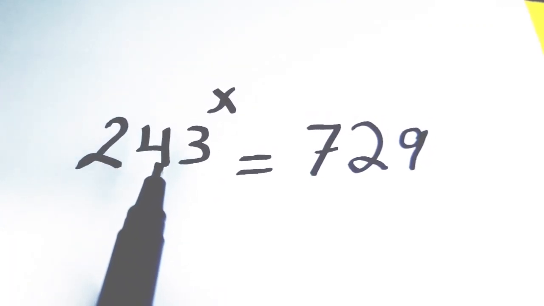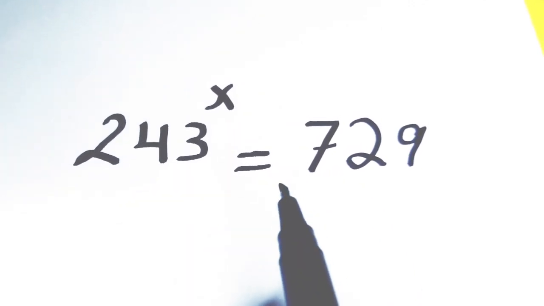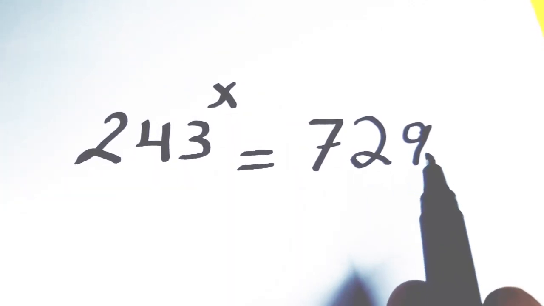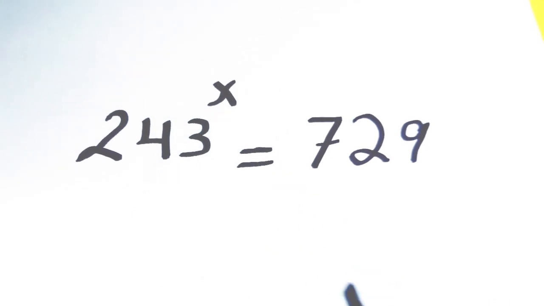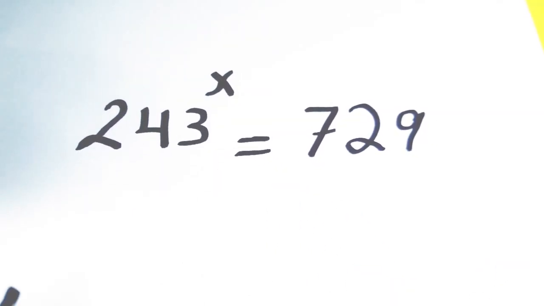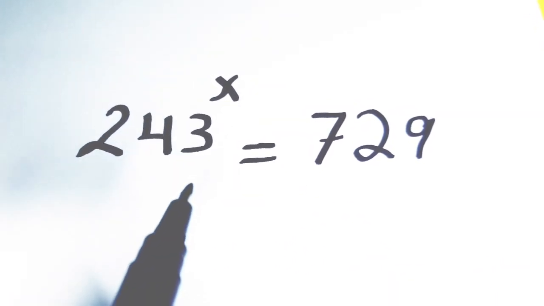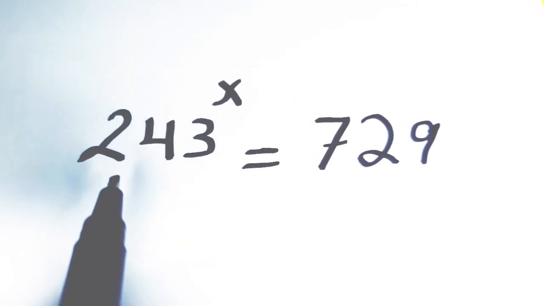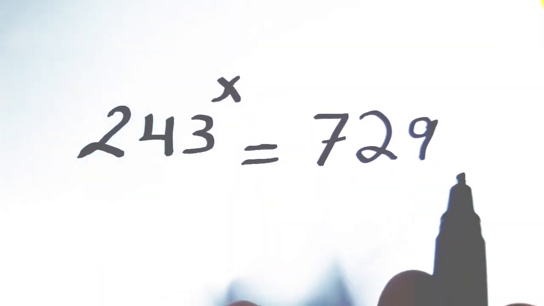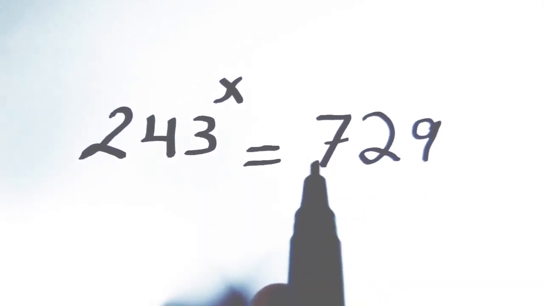If 243 power x is equal to 729, then what's the value of x here? Let's look at this exponential equation. Look at the left side and look at the right side.